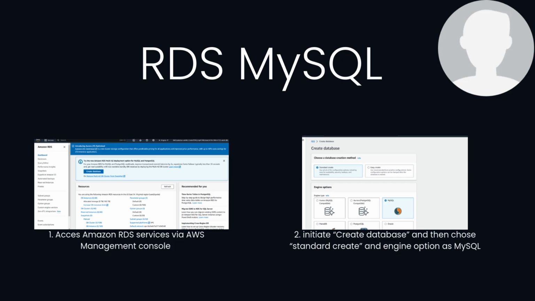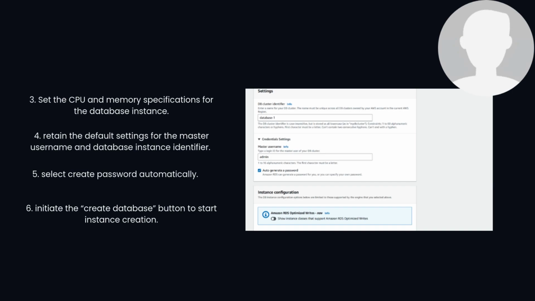First of all, we will be accessing Amazon RDS services via the AWS Management Console. Second of all, we will be initiating create database and then choose standard create and engine option as MySQL. For the third step, we will set the CPU and memory specifications for the database instance.